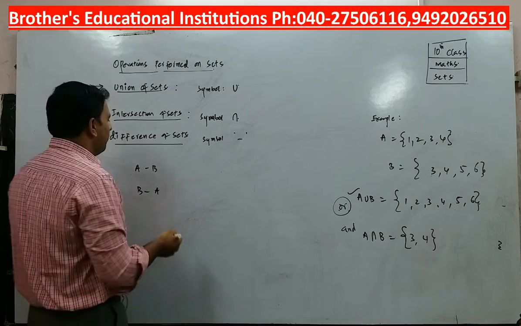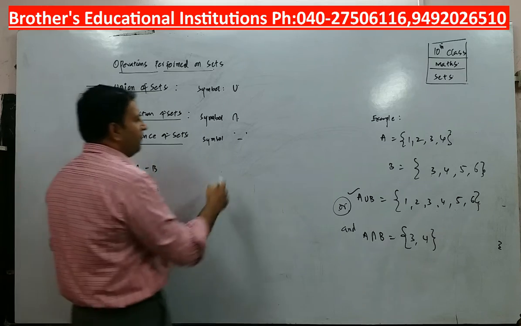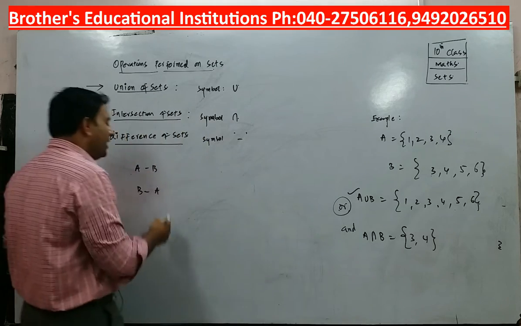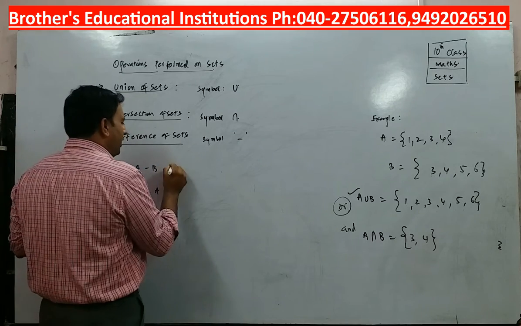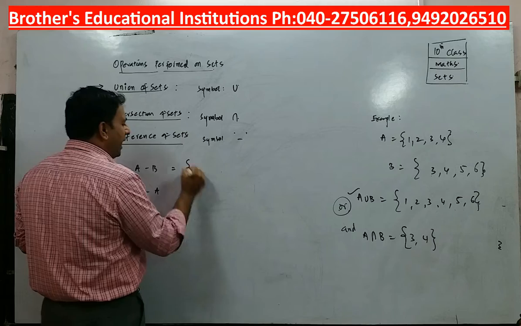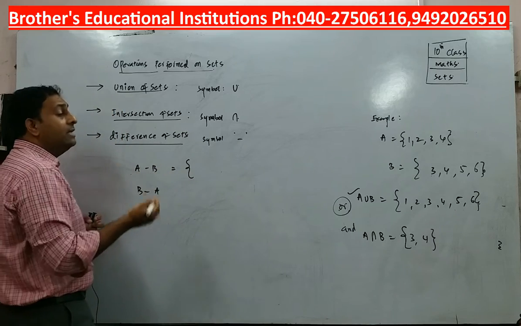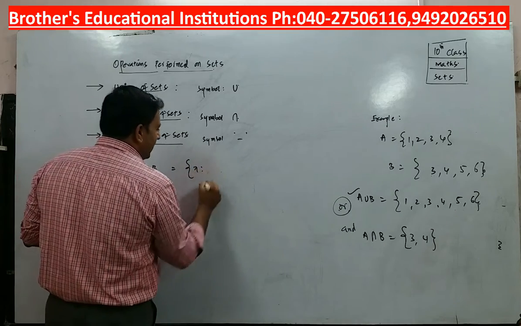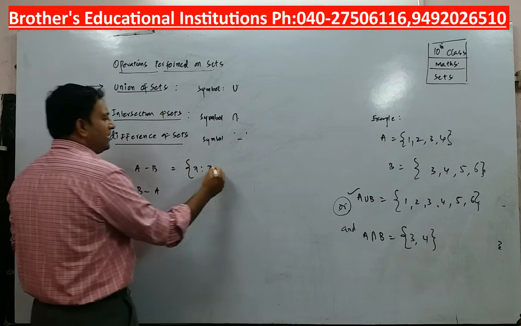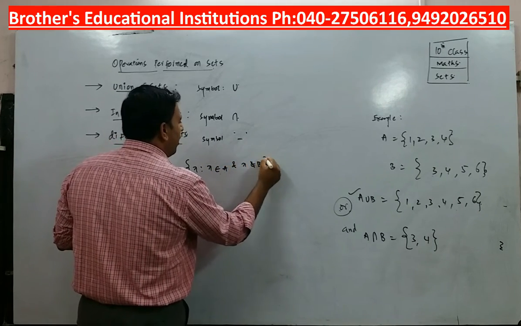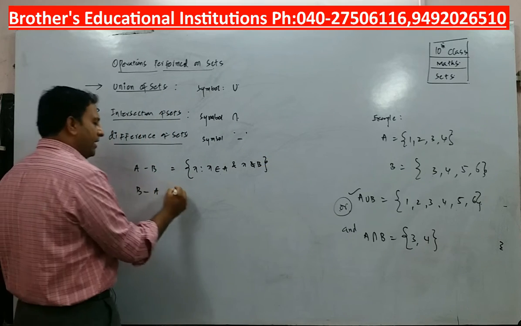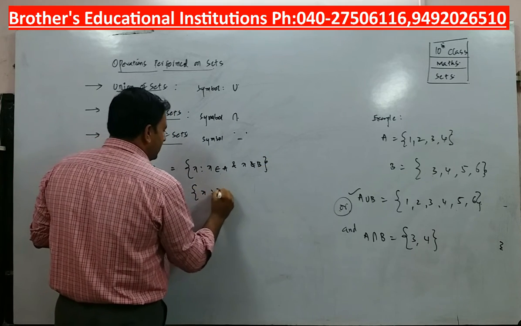The difference of two sets A and B is defined as all those elements which are present in A but not in B. Means if I want to write this particular A minus B set in a set builder form, X is such that X belongs to A and X does not belong to B. That is the meaning of A minus B.